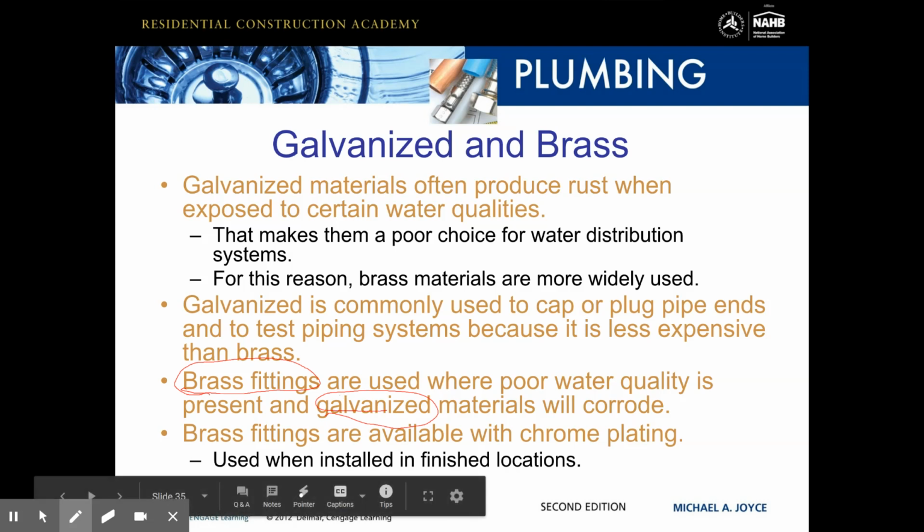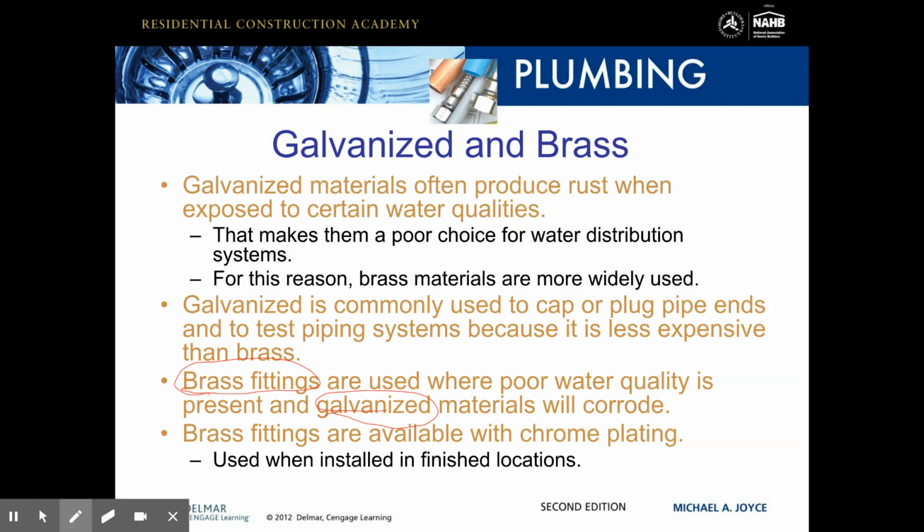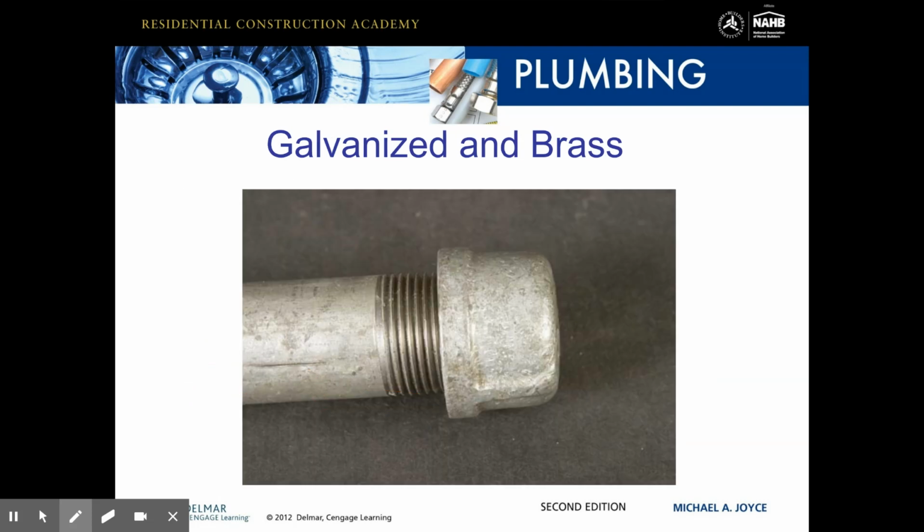Brass fittings are available with chrome plating. And some of you have seen them in your faucets for your sink or around your shower. And here we have an example of a galvanized pipe with a galvanized cap.